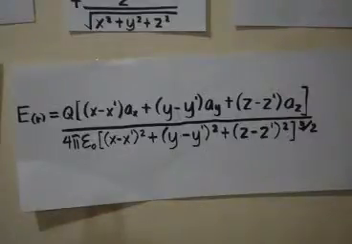Earlier, we defined a vector field as a vector function of a position vector, and this is emphasized by letting E be symbolized as a function of a position vector.